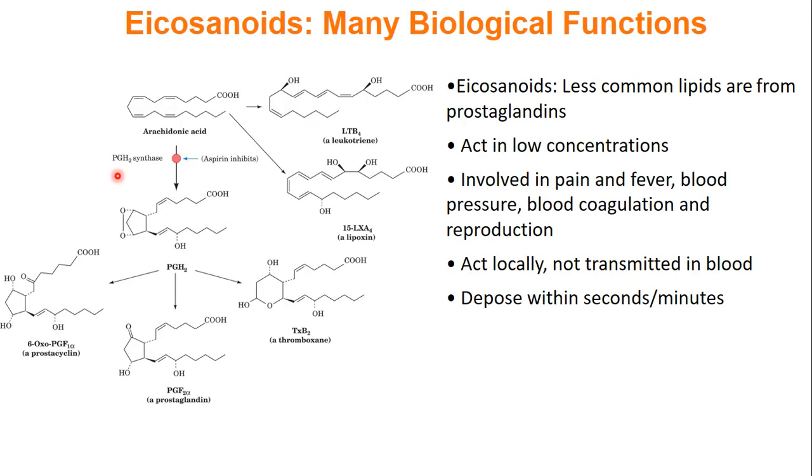The last type of molecule we're going to talk about is the eicosanoids, which are a less common lipid that are from your prostaglandins. But they're very important. They act in low concentrations, and they're involved in pain, fever, blood pressure, blood coagulation, and reproduction. And when you take aspirin, what you're actually doing is you're stopping the production of a bunch of these molecules. So that's why aspirin reduces pain and fever and blood pressure and blood coagulation, because you're cutting off the synthesis of all these molecules which are involved in that.